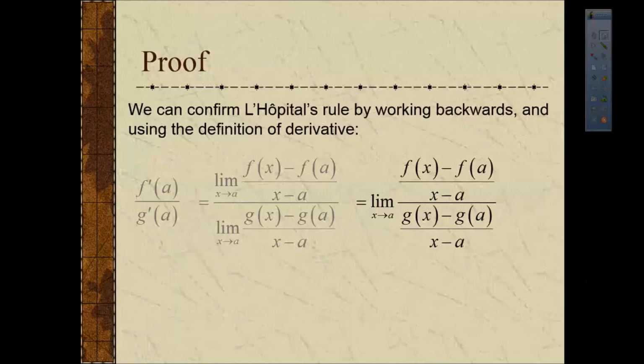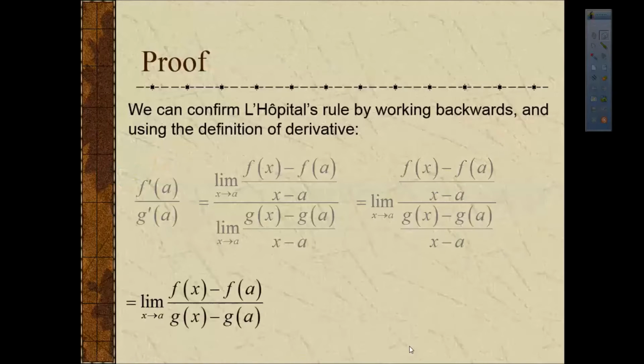All right, that seems like a pretty complex fraction, but in algebra we learned that we can simplify complex fractions by multiplying the numerator and denominator by the common denominator. If I multiply the numerator and denominator of this fraction times x minus a, the x minus a's will cancel, and we'll have limit as x approaches a of f of x minus f of a over g of x minus g of a. Now, the essential part of this proof is coming right now.